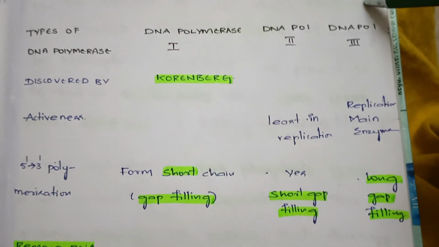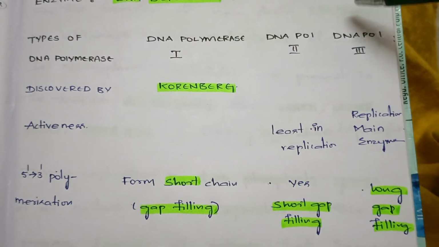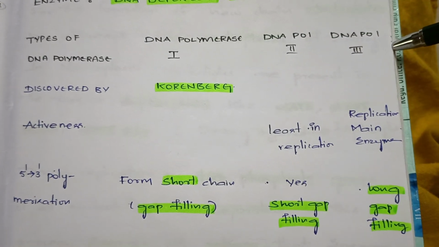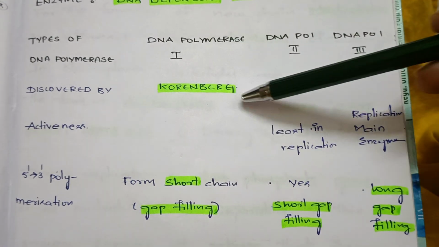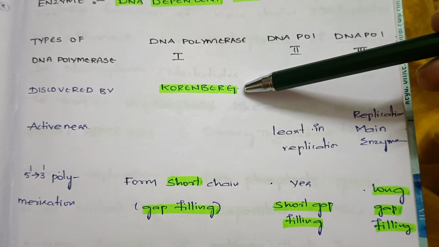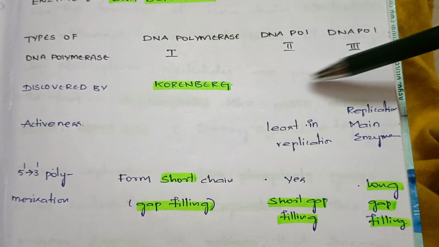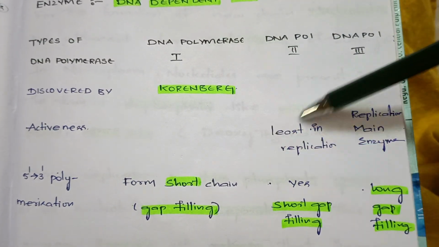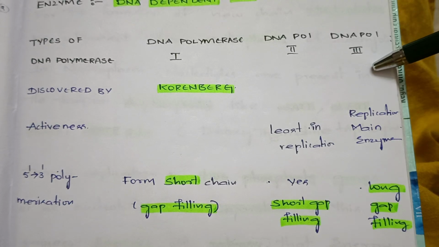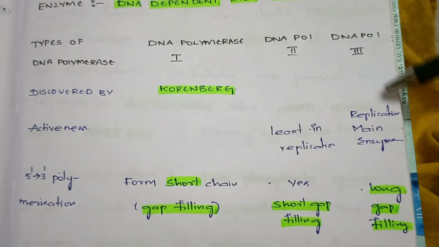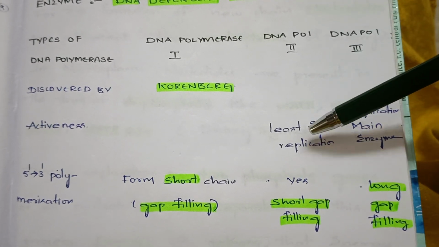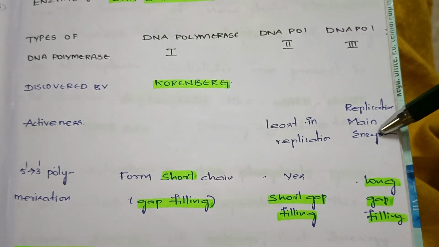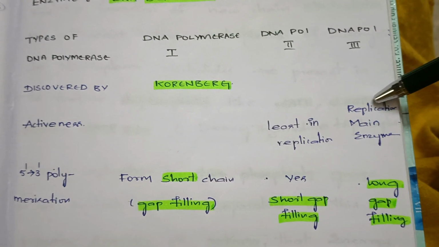How many types of DNA polymerases are there? Polymerase 1, polymerase 2, polymerase 3. Three types are there, and they were discovered by Kornberg. And what is the use of these three? DNA polymerase 1 is not very active, but polymerase 2 and 3 are. Polymerase 2 has the least activity in replication, and polymerase 3 has the highest activity in replication.